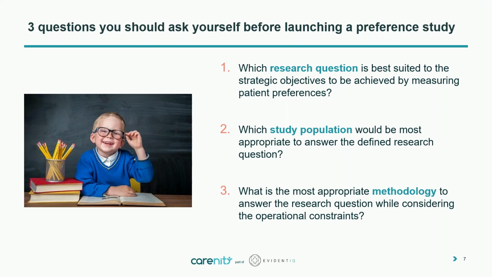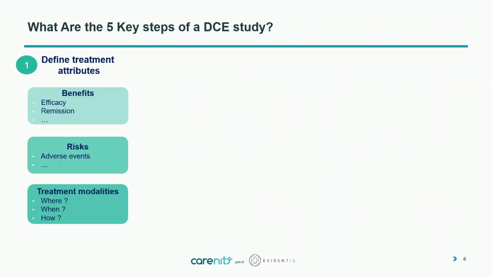It is also very important to take into account the operational constraints, such as the prevalence of the study population, the timelines, the budget allocated to the study, etc. Now I will present you the 5 key steps of a DCE study. The first step in conducting a DCE is to identify the attributes of the treatment.